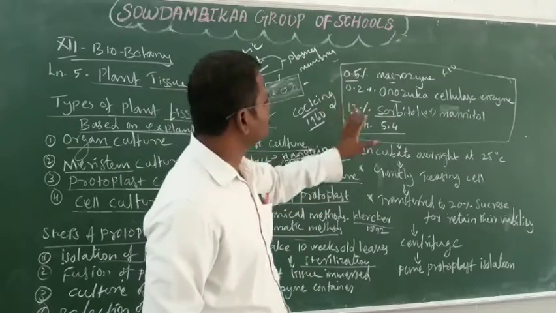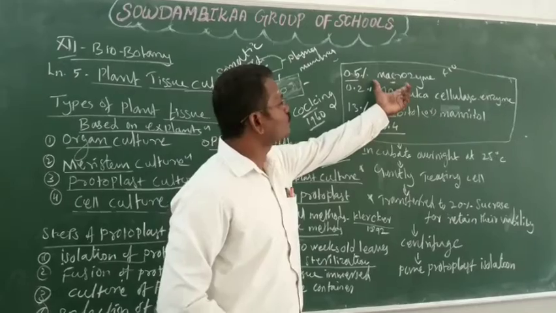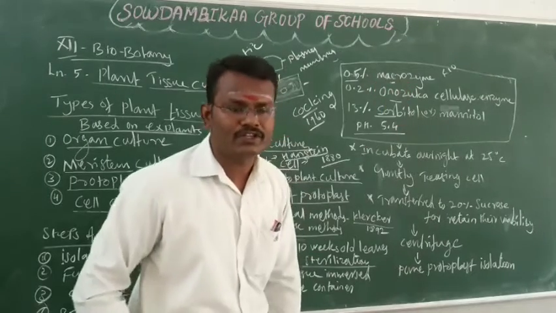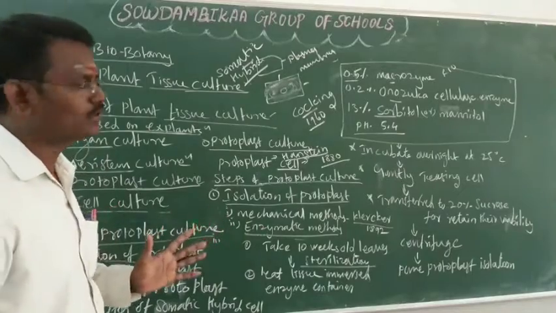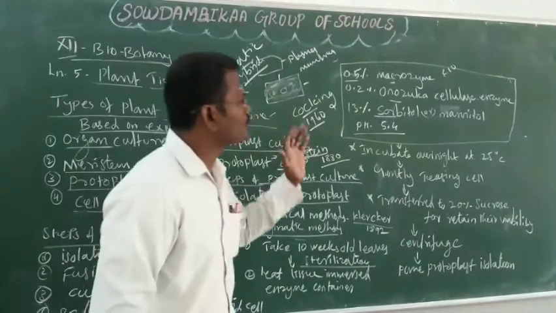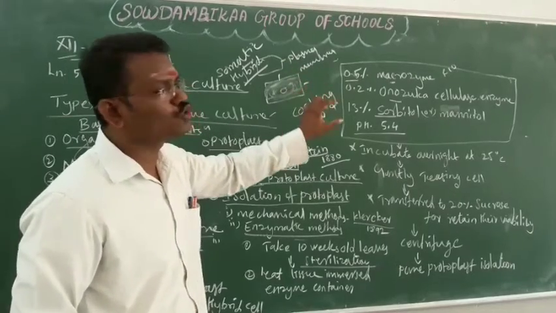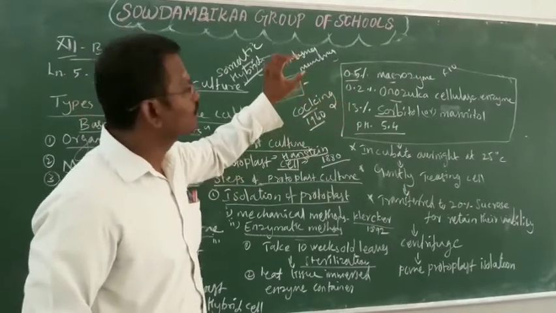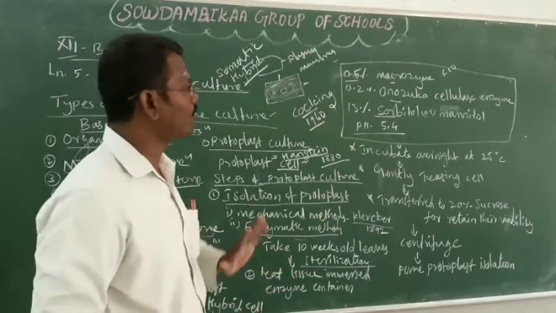Sir, what is the function of these enzymes? First, the 0.5% macerozyme. This enzyme is obtained from the Rhizopus fungus. This is a very important Rhizopus fungus. This macerozyme is used to degrade the cell wall. Degrading the cell wall is an important point.